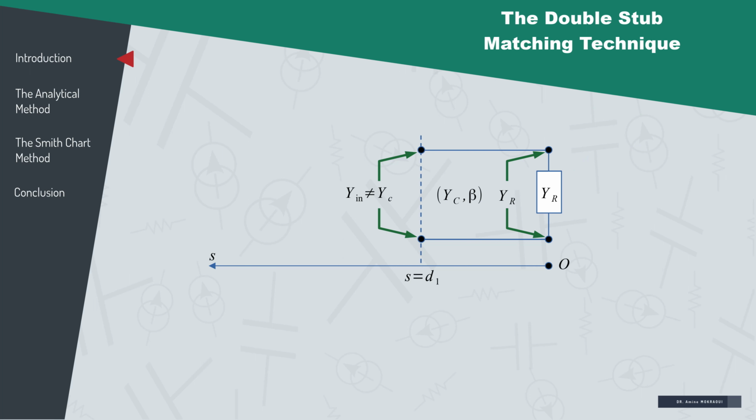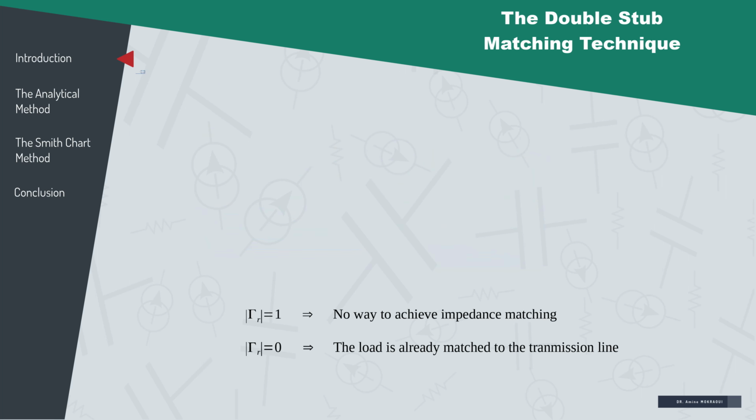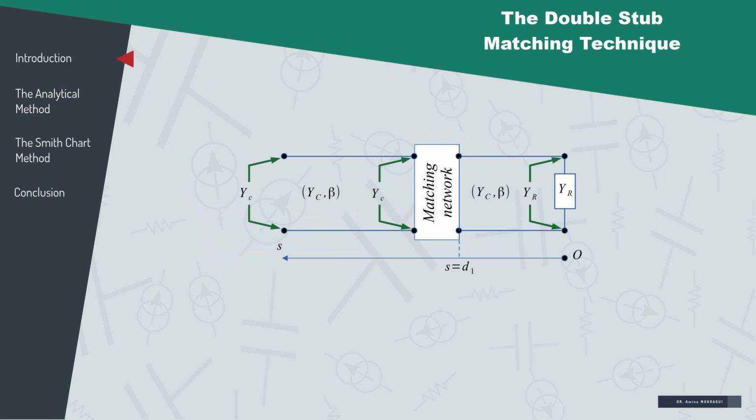If the magnitude of the reflection coefficient is equal to unity, then the problem is hopeless. That is, it will never be possible to match that load to the circuit. If the reflection coefficient is equal to zero, then it's already matched and there is nothing else to do. We aim to make some transformation to this circuit so that its input impedance matches that of the transmission line in order to avoid reflections.